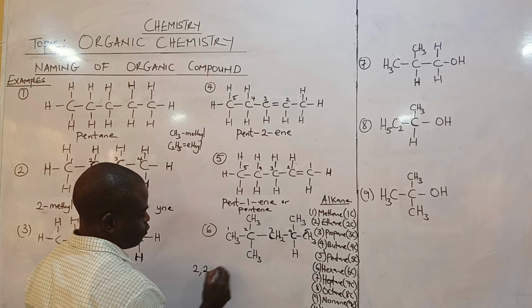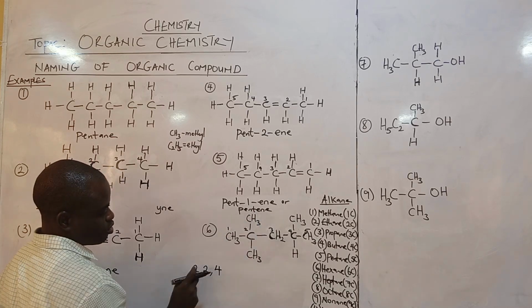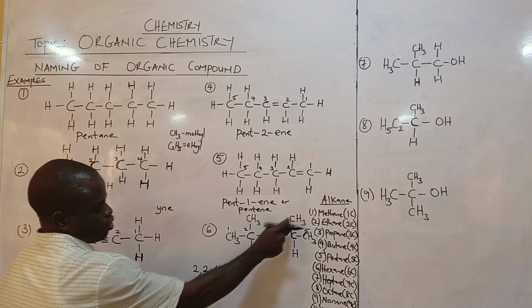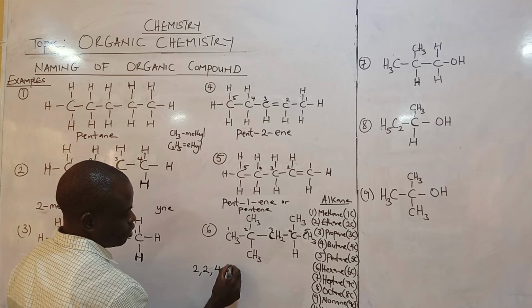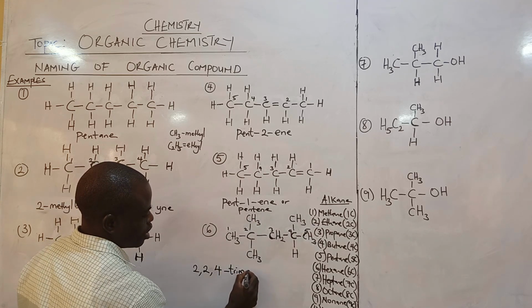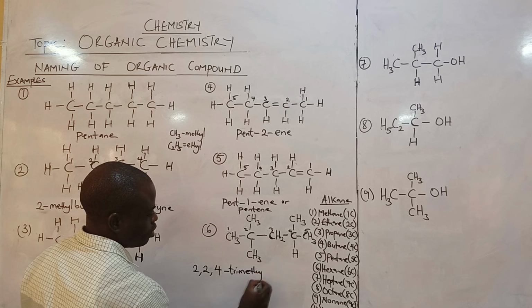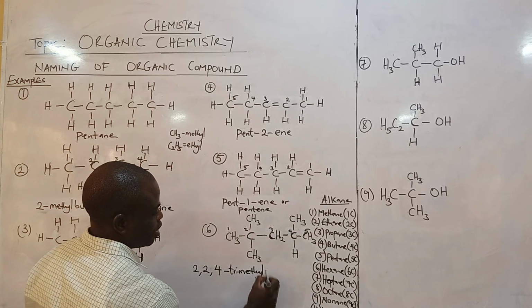Now, since 2 methyl groups are attached, you have 2, 2, the next one 4. Look at it, where is it being attached? This one is attached twice. That's why we have 2, 2. The next one is 4. Because we have 3 methyl, 1, 2, 3, trimethyl. 1, 2, 3, 4, 5. Pentane.